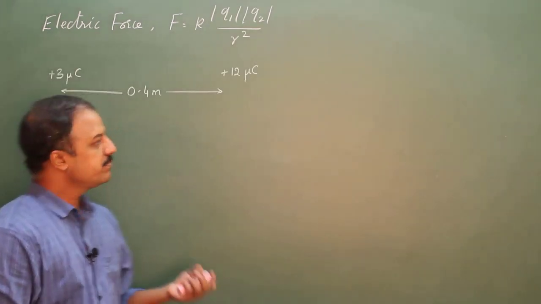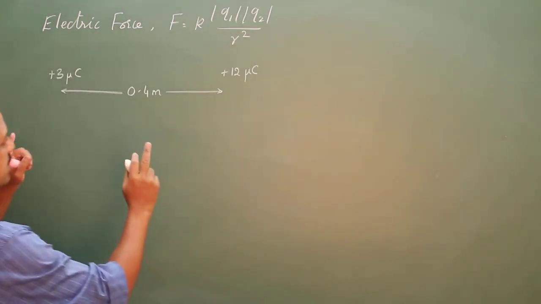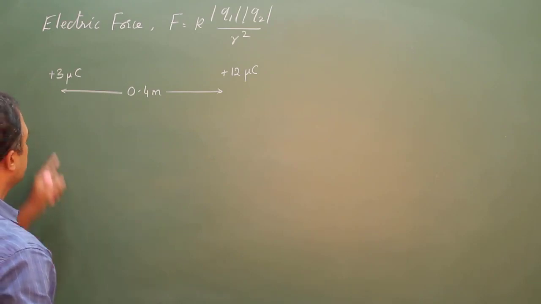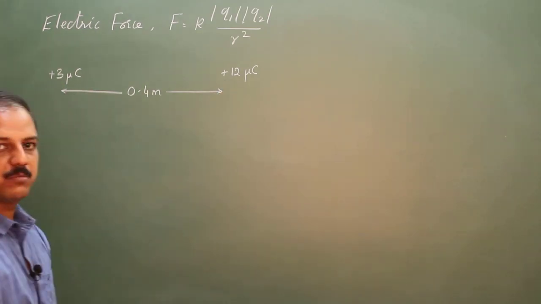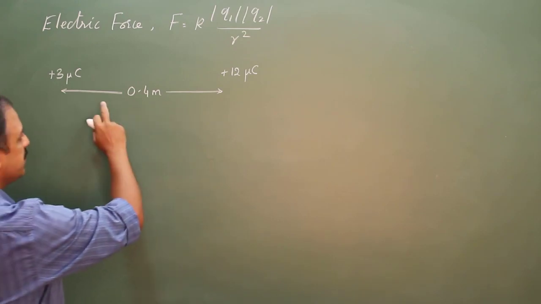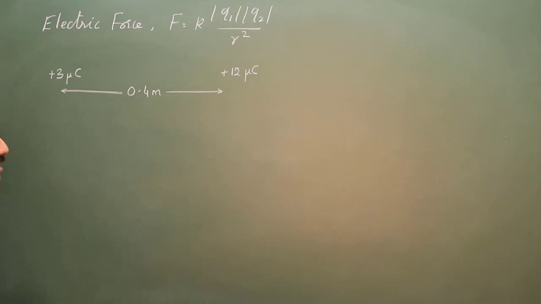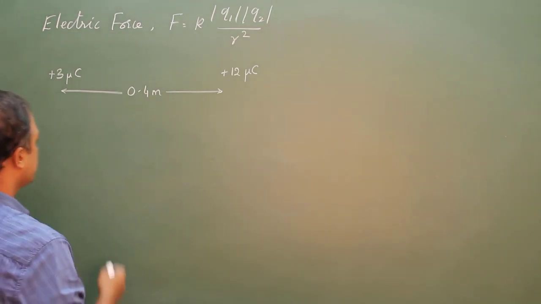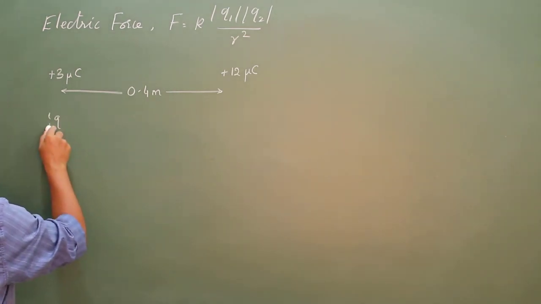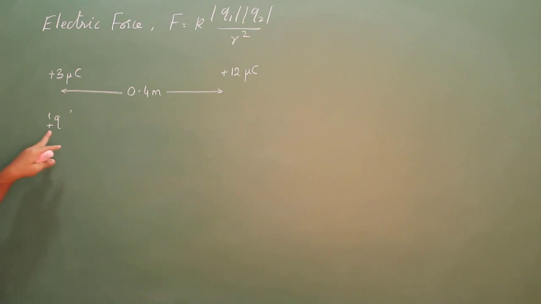Now in this problem, you have two charges which are fixed in their positions. One is plus 3 microcoulomb of charge, the other one is plus 12 microcoulomb of charge, and the distance between these two charges is 0.4 meter. Now where will you place a third charge? Say the third charge is given as Q, so it is plus Q. Where will you place this third charge such that the third charge should remain in equilibrium?